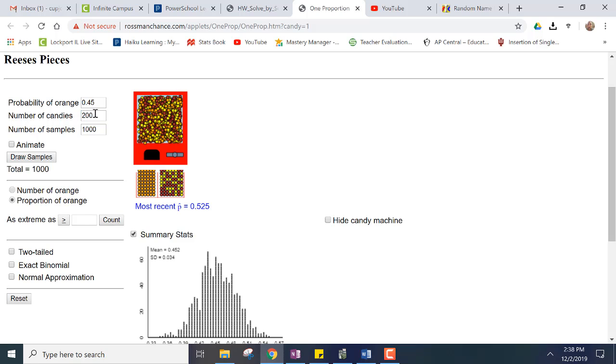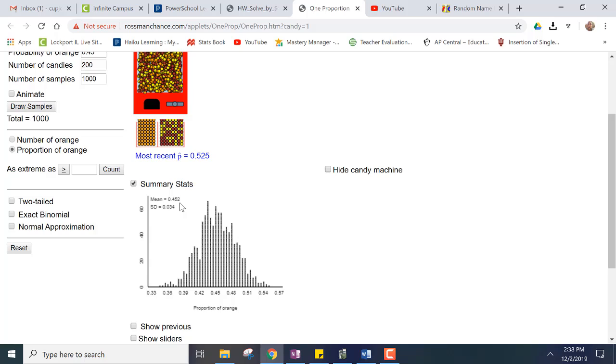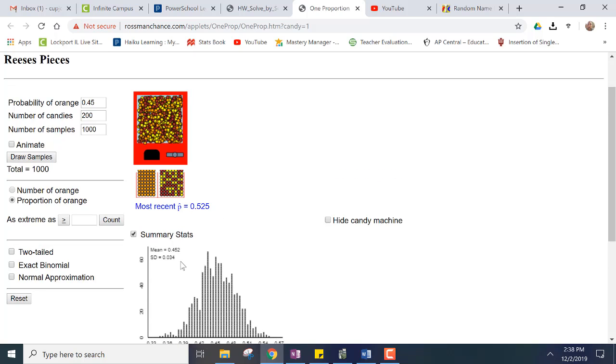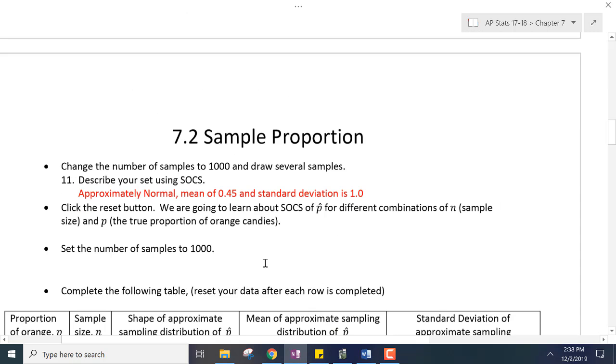So you took 200 Reese's 1,000 times each. The mean is 0.452, which is only 2/1000ths away from our mean. Standard deviation is getting much, much smaller just by changing our sample size. So we're talking about that.